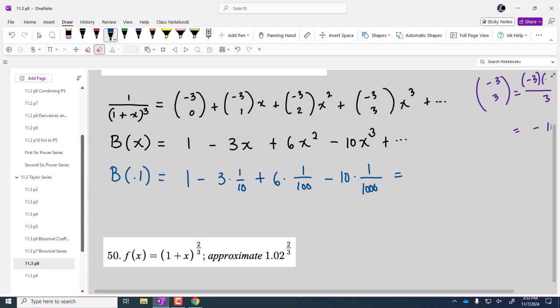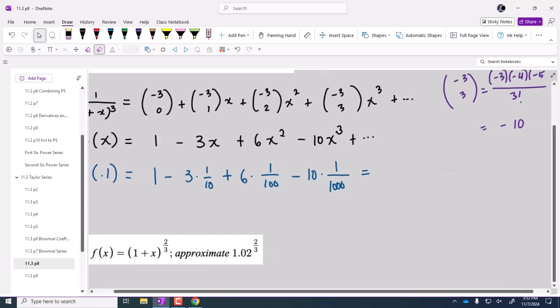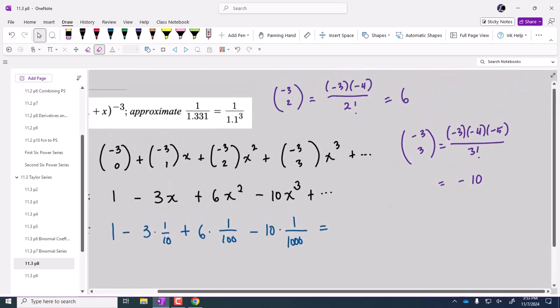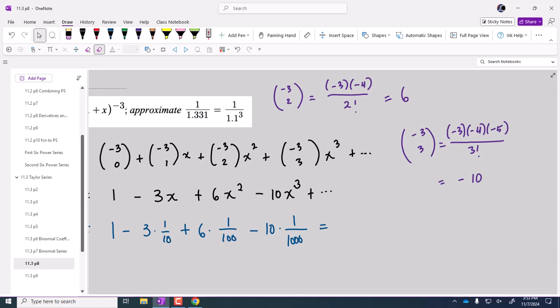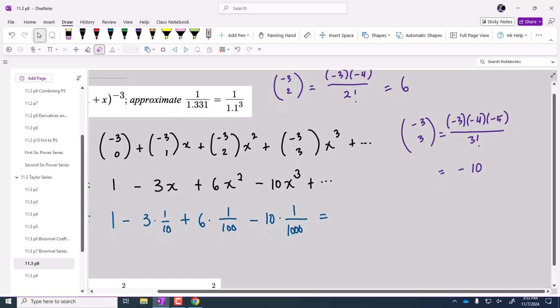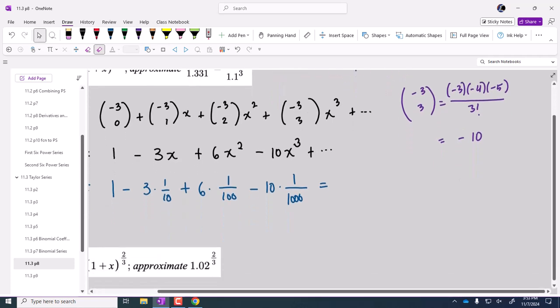Can you share how you got those coefficients? These coefficients? Yes. So this coefficient here is -3 choose 2. We start with -3, and we do repeated subtraction of 1 until we get to 2 factors. And then for -3 choose 3, we do repeated subtraction of 1 until we get to 3 factors. Does that make sense?